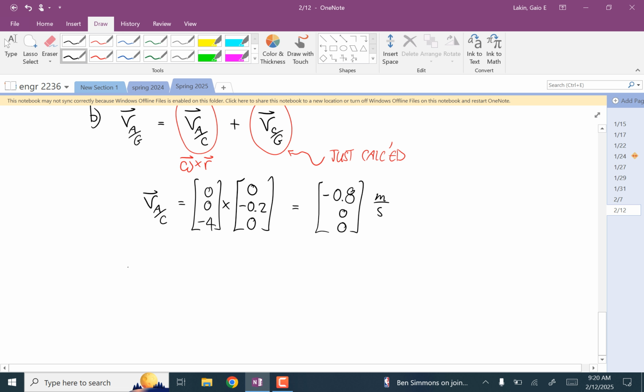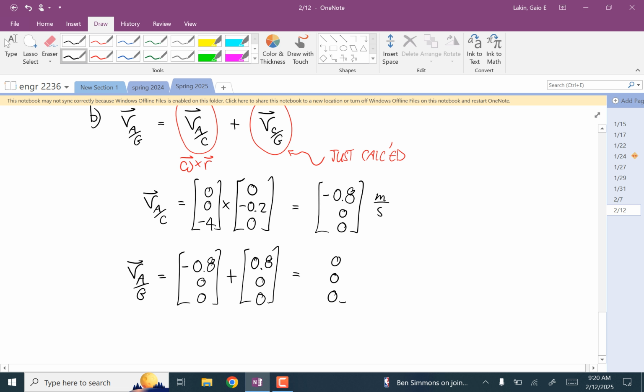And so now put those together, the velocity of A relative to the ground is equal to negative 0.800 plus the velocity of the center that we already figured out is positive 0.800. Add those up, and you get that at that instant, the point in contact with the ground is at rest instantaneously.